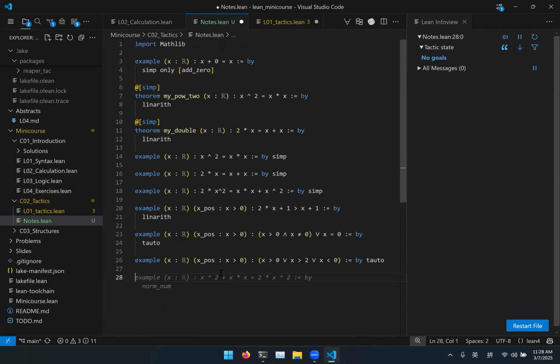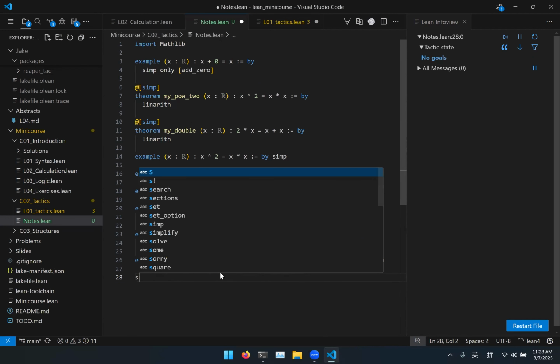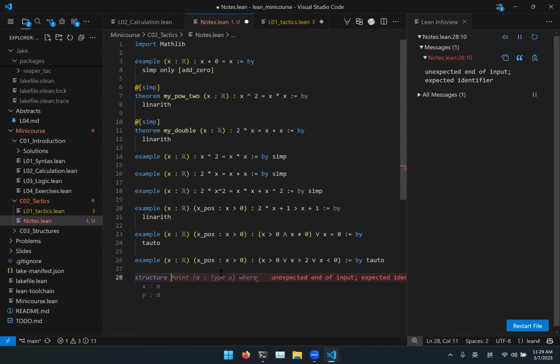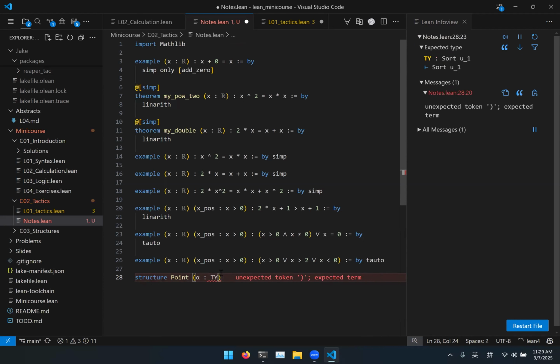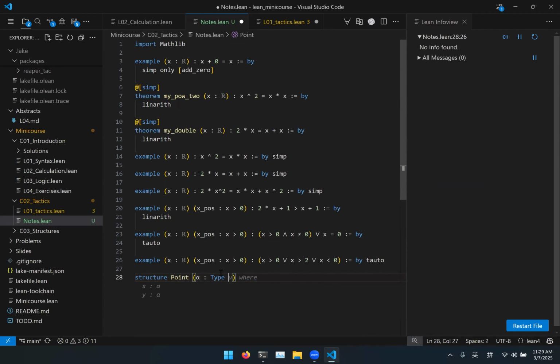Let's start with a very simple one. For example, you want to create a type of 2D points. You can use the structure keyword. For example, Point. You can specify what exactly each axis is. For example, the type alpha. It is Type u, which means it can be real numbers, complex numbers, any number you want.